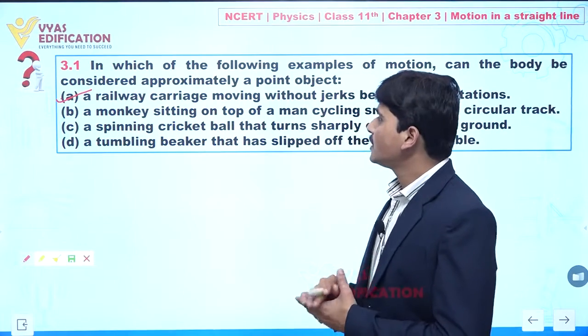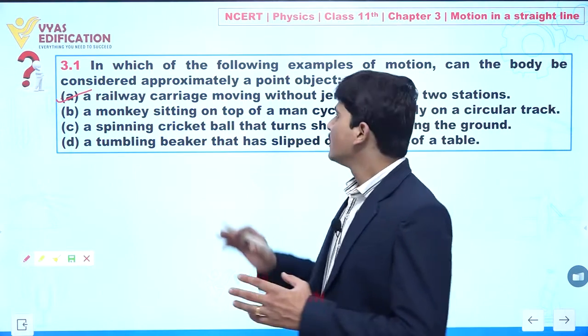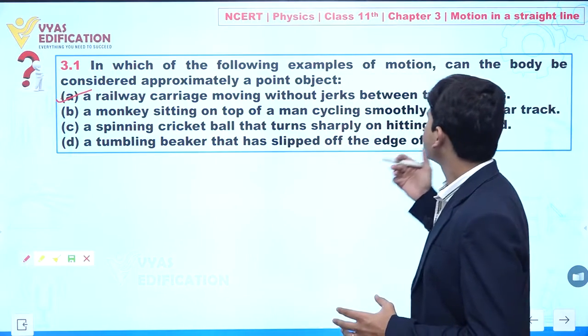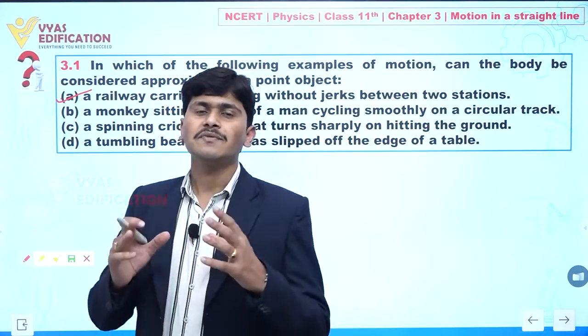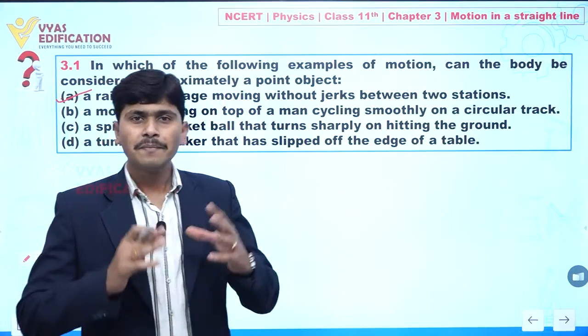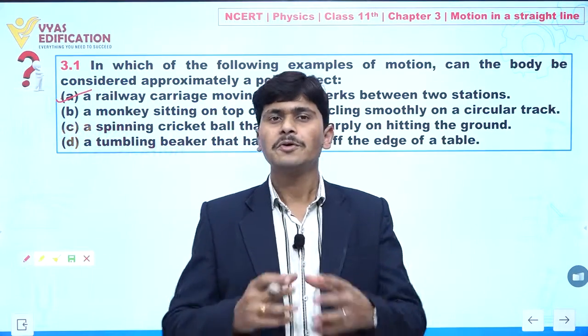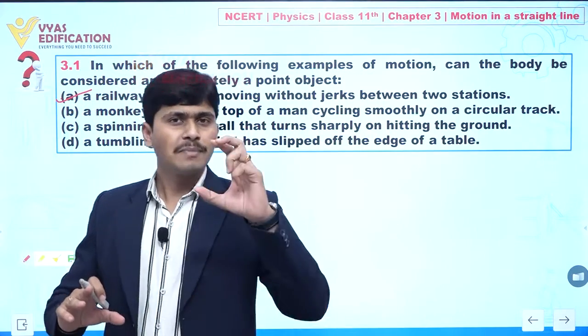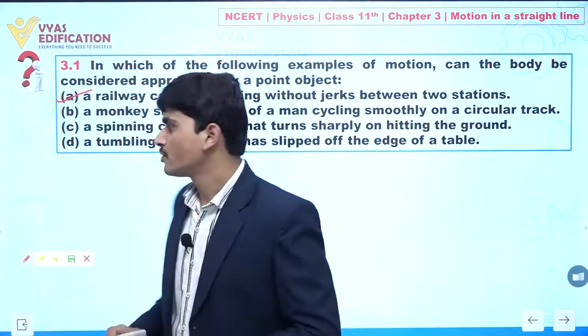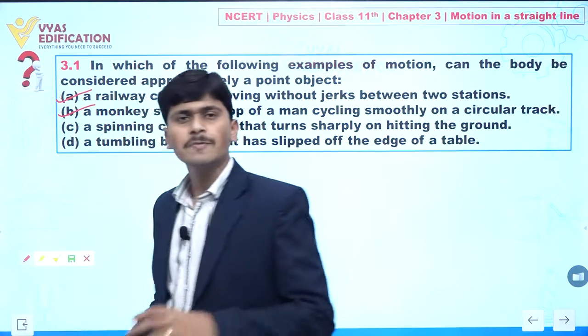Now the second situation is given to you, a monkey sitting on top of a cycle, cycling smoothly on a circular track. It means we can say the size of the monkey is very small compared to the distance covered by the cycle. Yes or no? It means we can treat the monkey as a point object. So this situation is also correct.